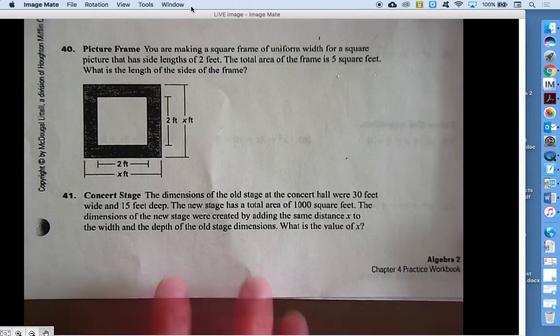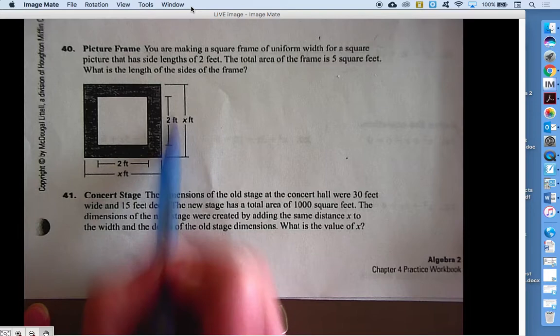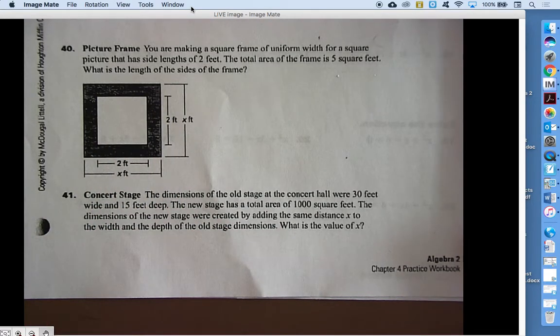So number 40, you're making a square frame of uniform width for a square picture that has side lengths of 2 feet. So you've got a 2-foot picture, 2 feet by 2 feet, and you want to make a nice frame that goes around it. The total area of that frame should be 5 square feet, and that's this shaded area. So that shaded dark area there, that total area should be 5 square feet.